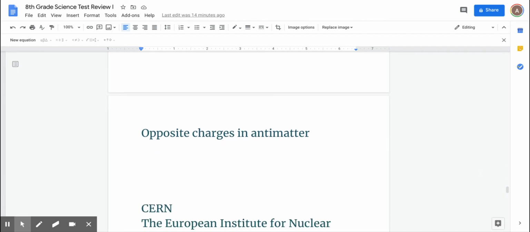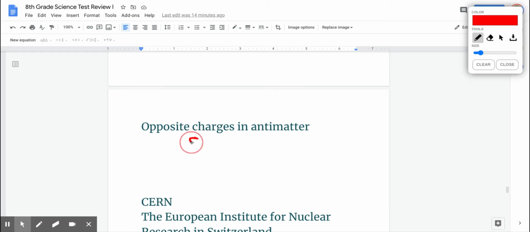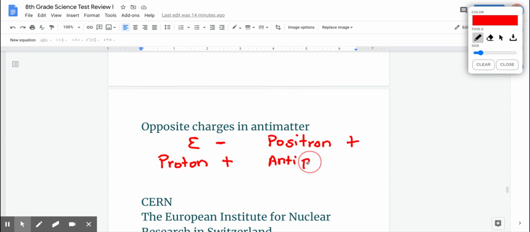And remember, opposite charges in antimatter. Now, in antimatter, everything will be different. So let's look at it here. If you had an electron in matter, it would have a negative charge, but in antimatter, it would be called a positron. A positron will have a positive charge. So a proton in matter has a positive charge, but an antiproton, that's all they call it, antiproton, will have a negative charge. And both the antineutron and the neutron have no charge.